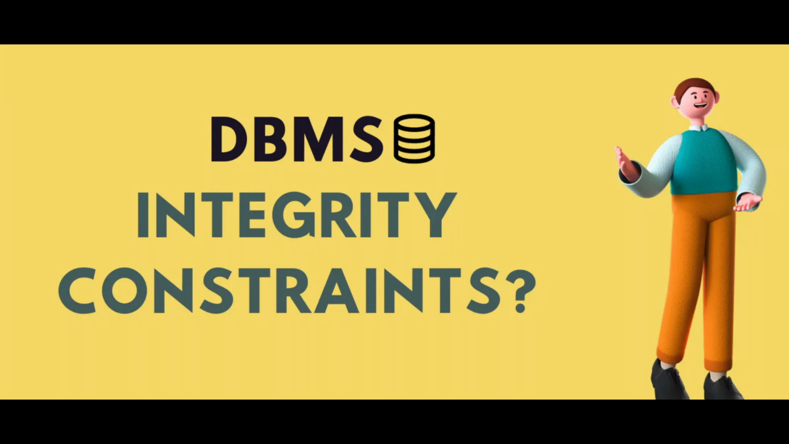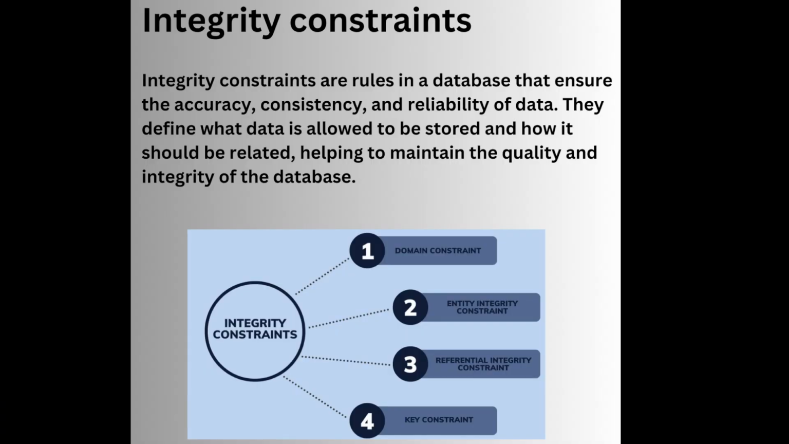Greetings, data enthusiasts. Today, we're delving into the fascinating world of integrity constraints in databases. These constraints are the guardians of data integrity, ensuring that our databases remain accurate, reliable, and secure. Join me as we explore the 4 key types of integrity constraints: entity integrity, domain integrity, user-defined, and referential integrity.